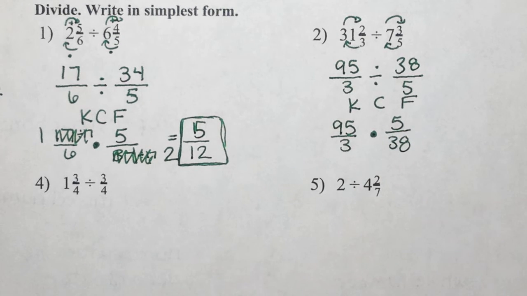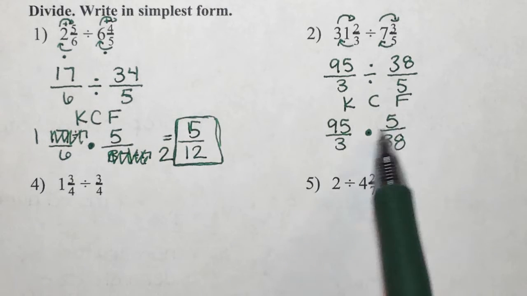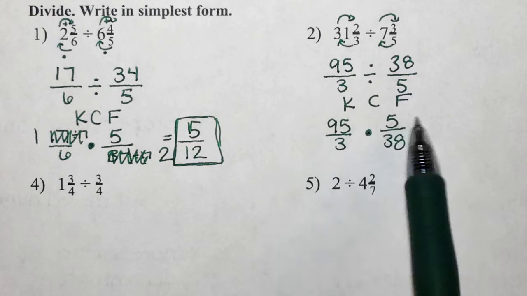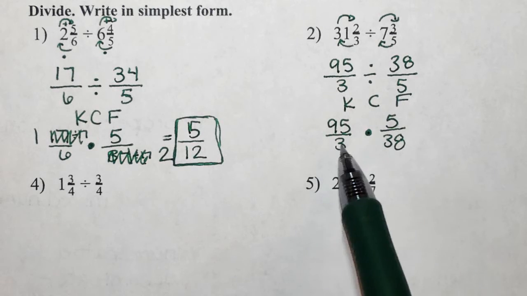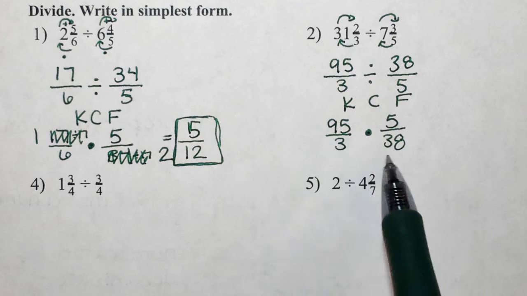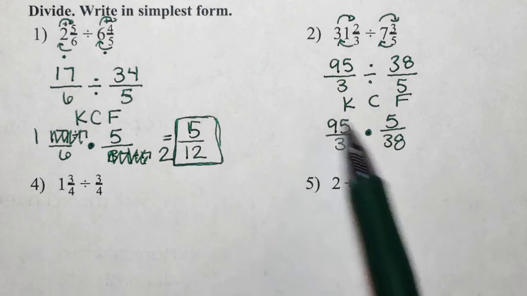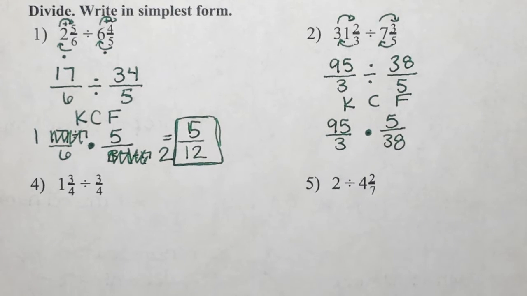Okay, do you see anything here that will simplify? Can I do the 5 and 95? No, because they have to be opposites, top and bottom. 3 and 5? 38 and 95. Now, y'all, I think we're going to actually have to multiply these big numbers, okay?